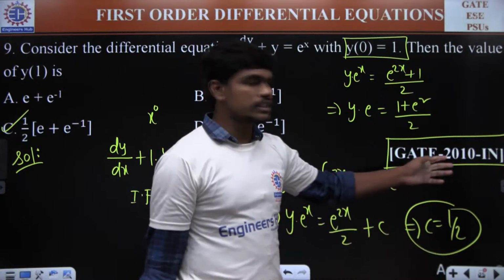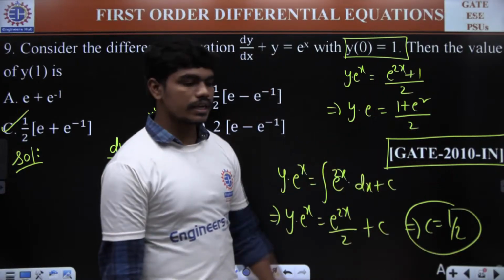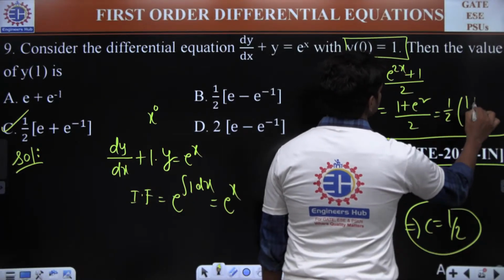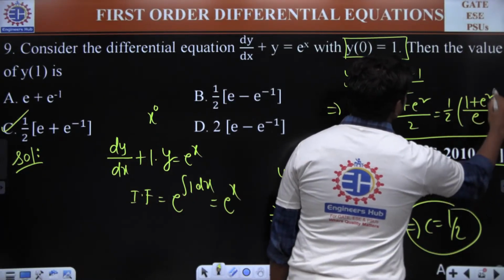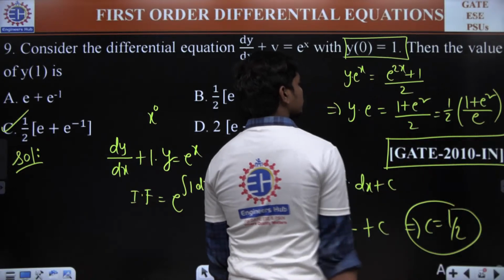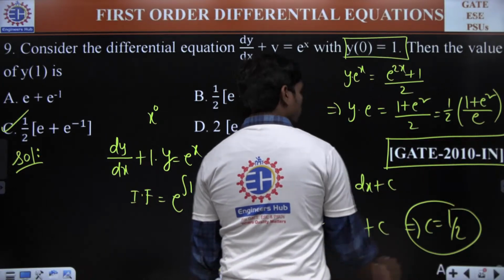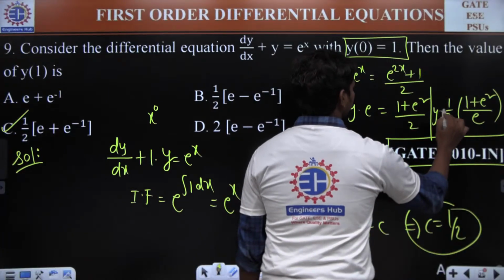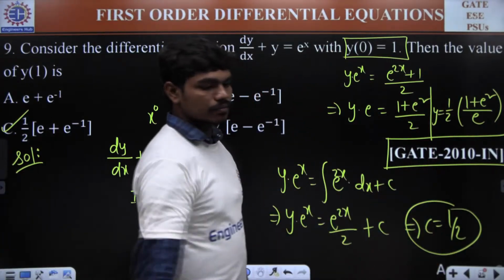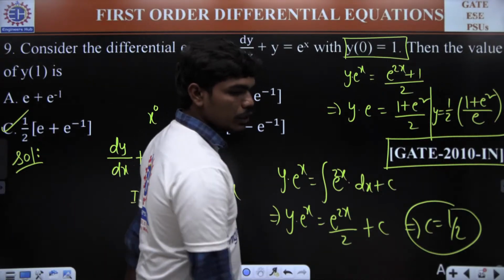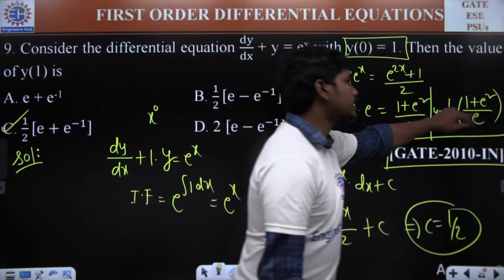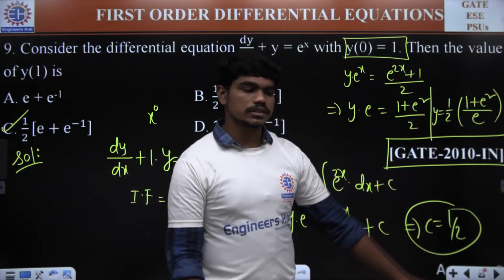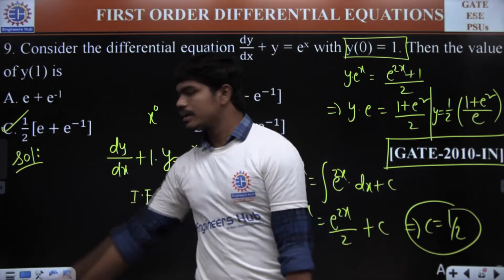The y value from this equation is 1 by 2 of e plus e inverse. Because if you take this 1 by 2 common, 1 plus e square divided by e is what you will be having for y. So y is equal to 1 by 2 into 1 by e plus e square by e. So this is nothing but 1 by 2 into e plus e inverse. 1 by e is e inverse, plus e square by e will be e. So e plus e inverse is the correct answer, of course multiplied with a 1 by 2.